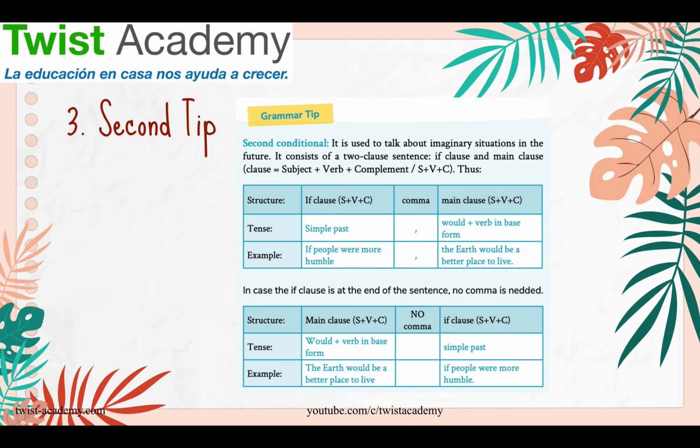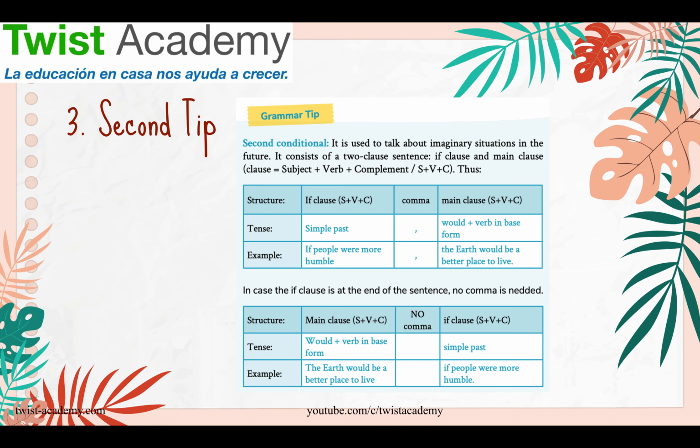And my second and final tip is actually the second conditional. As you can see, it is used to talk about imaginary situations in the future, and that is exactly what we're gonna do when writing about the tourism in Ecuador. So, it consists of a two-clause sentence, if clause and main clause. And what is a clause? A clause is a subject, verb, and a complement.